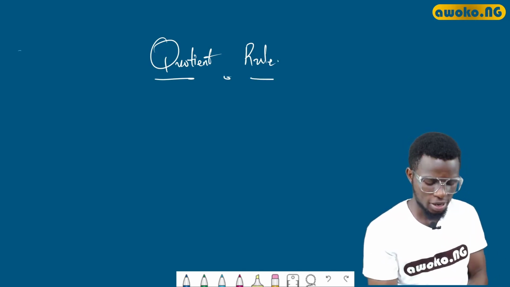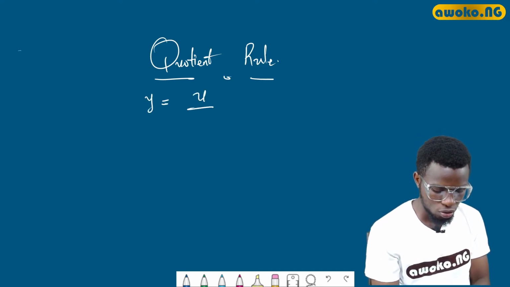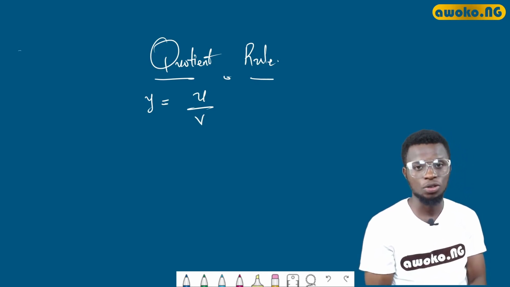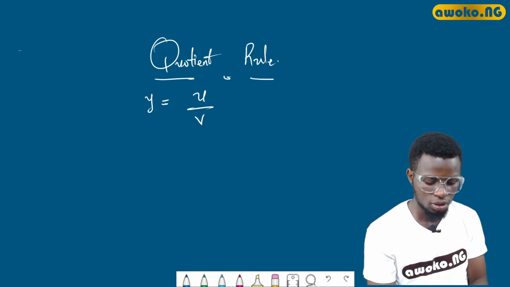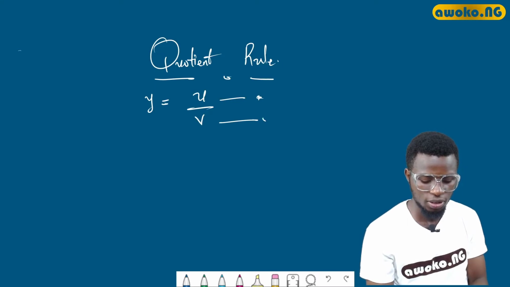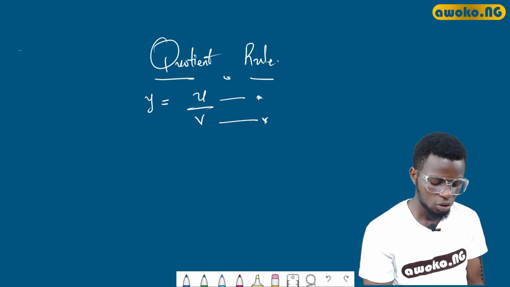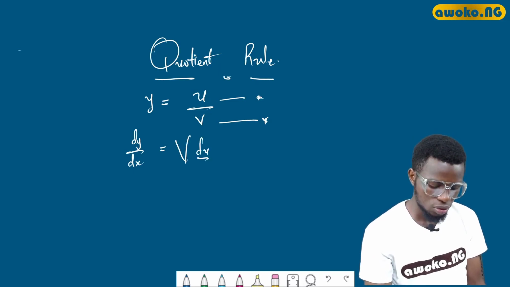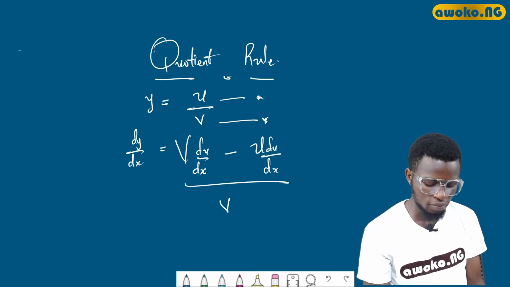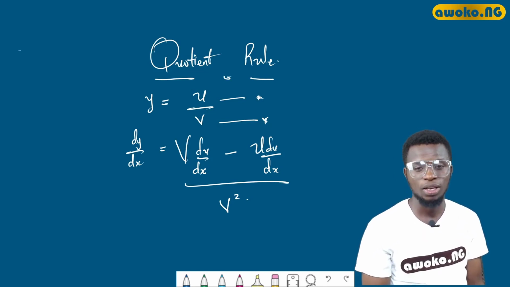Now consider a particular function y equals u over v. This is the division of functions, but it is called quotient rule. So this is our first function and this is our second function. Of course, they are functions of x. So dy/dx is going to give us v du/dx minus u dv/dx, all over v squared. How do we come about this particular formula? I will show you in our next slide.